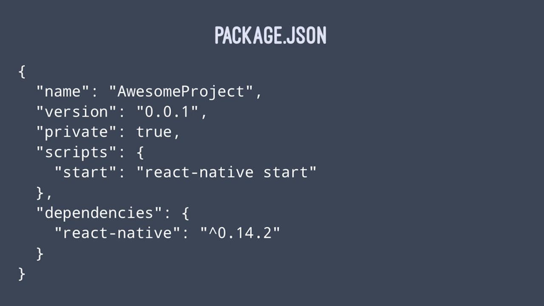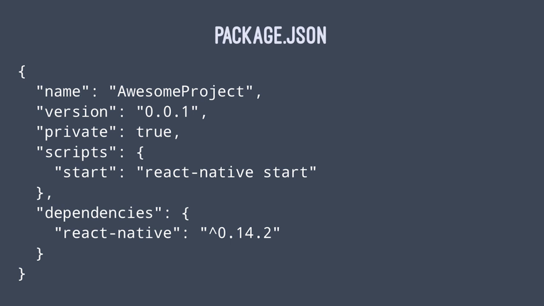So let's take a look at the package.json configuration file. In the first few lines, we have the name of the project, the version, and whether it's private or not. And then we have the scripts that we can execute for our project. In this particular case, we have start, basically, which enables us to start our application, which would basically fire the React Native command and execute our application.